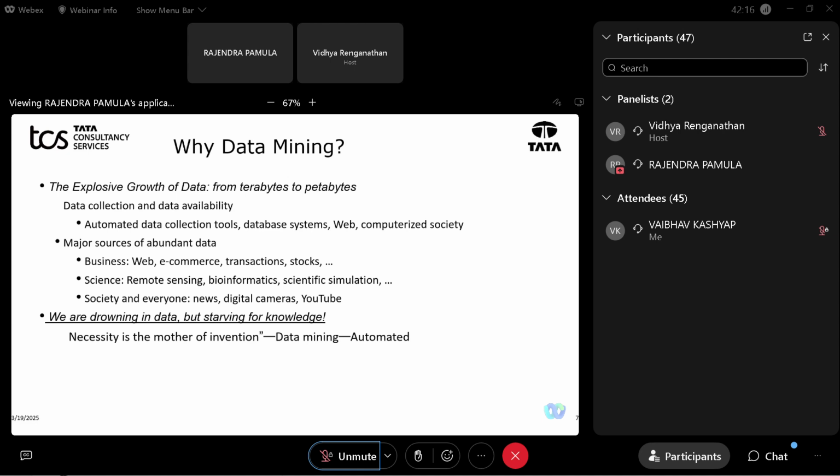So we have different types of data. We have automated data collection and we have web pages. Web data we have, and nowadays we have a society in which all the data is being collected. What you are doing, what you are trying to look at, everything is being collected.